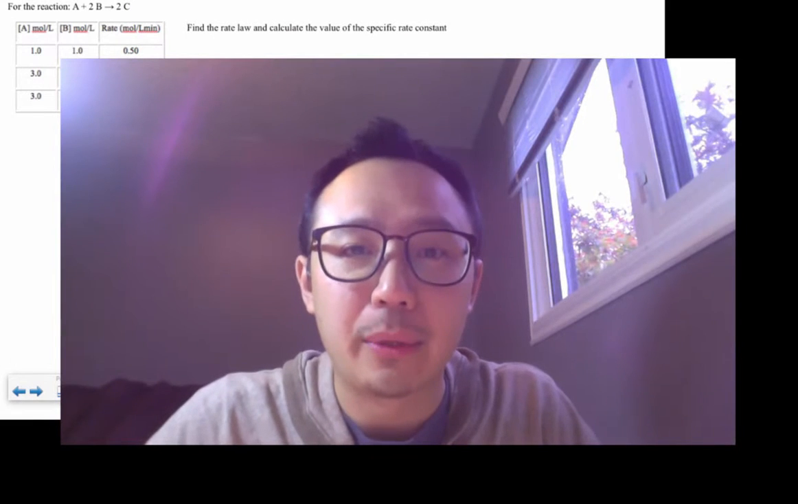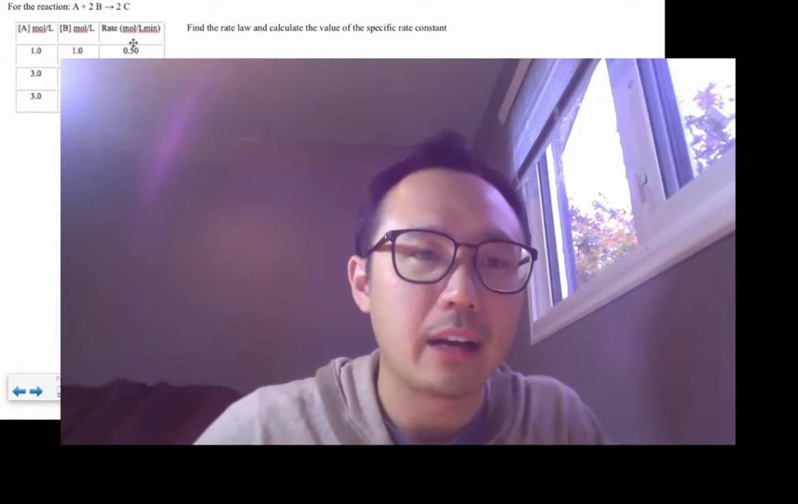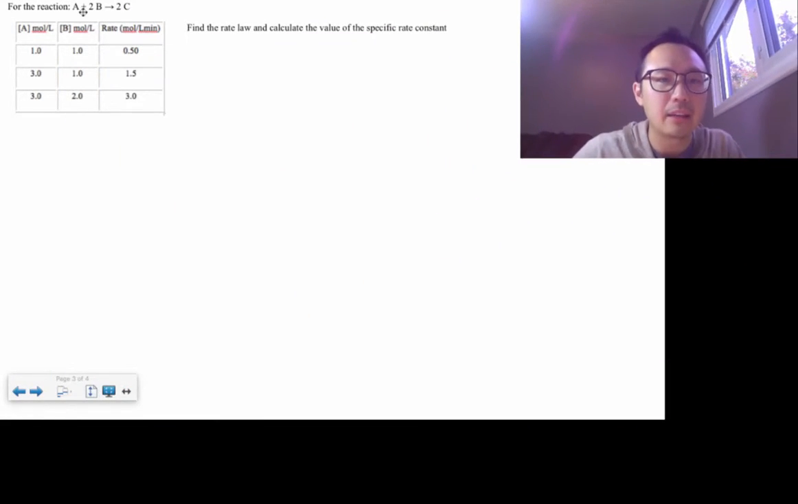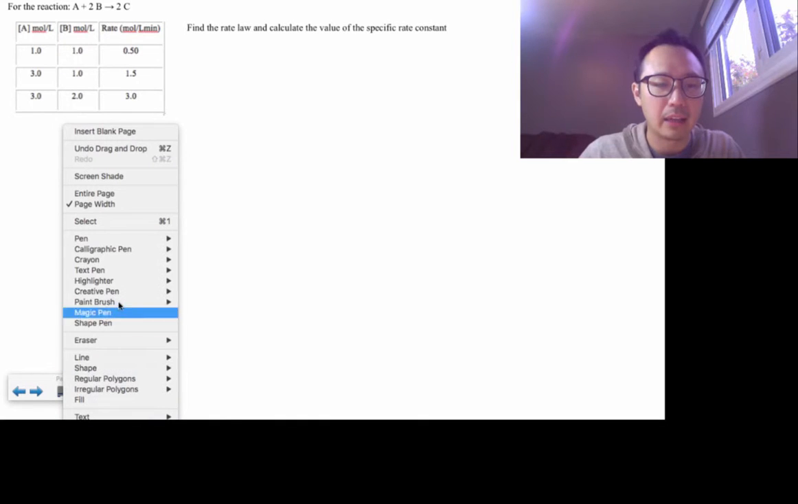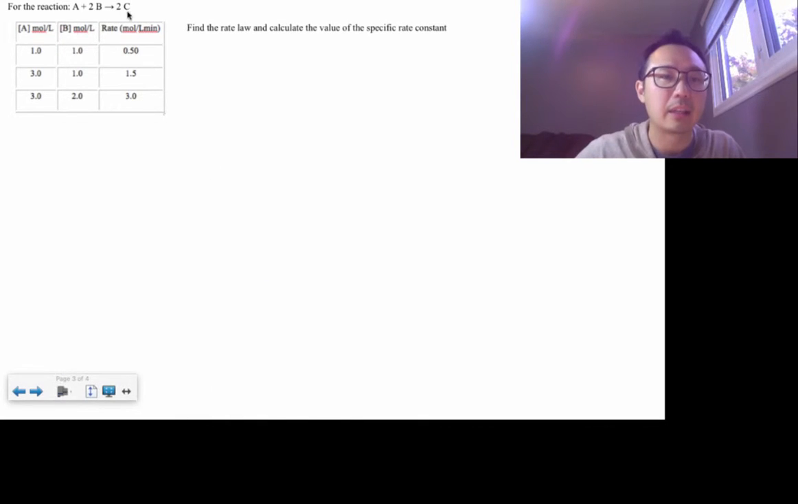First example of determining the rate law, and here's the question. If you have A plus 2B, this yields the product of 2C, so that's the reaction, and you can see that it's a balanced reaction if you have A and B giving you C. This is the experimental data.